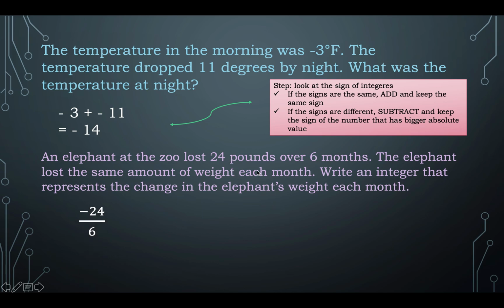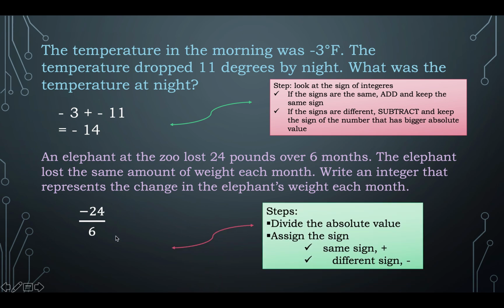24, since it is lost, it will be negative 24. Divide by 6. Again, you need to apply the rule for divide, which are divide the absolute values. So 24 divided by 6, which is 4, and then assign the sign. They are having different signs, so it will be negative. So the answer will be negative 4.